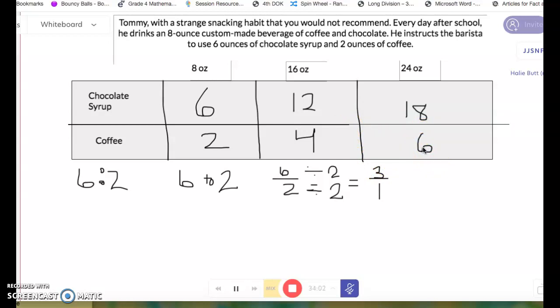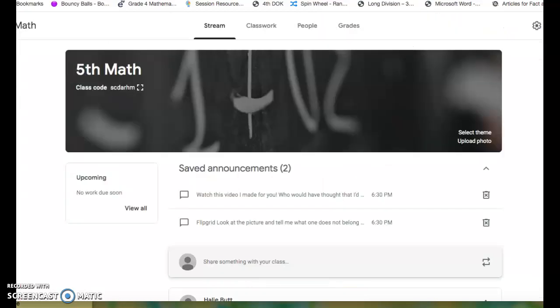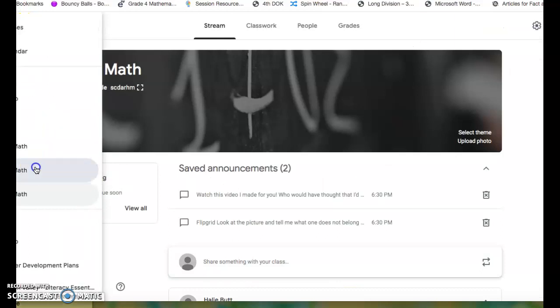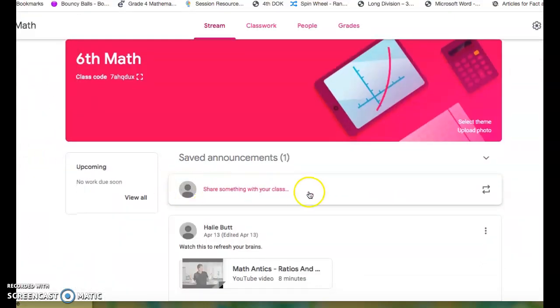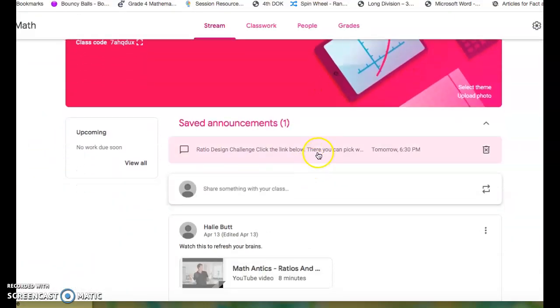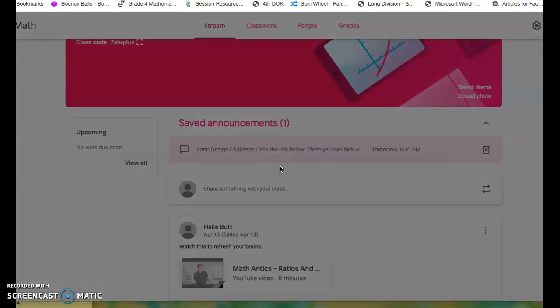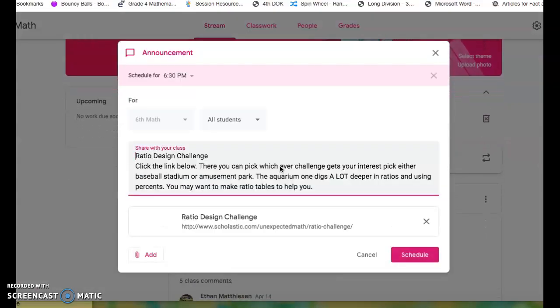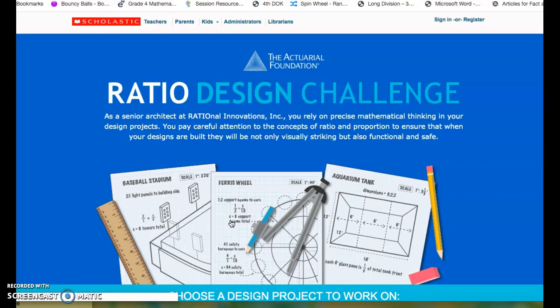So in Google Classroom, I have left for you, I can actually show you, a link to what's called the Ratio Challenge. So when you open this up, you'll get some options to do.